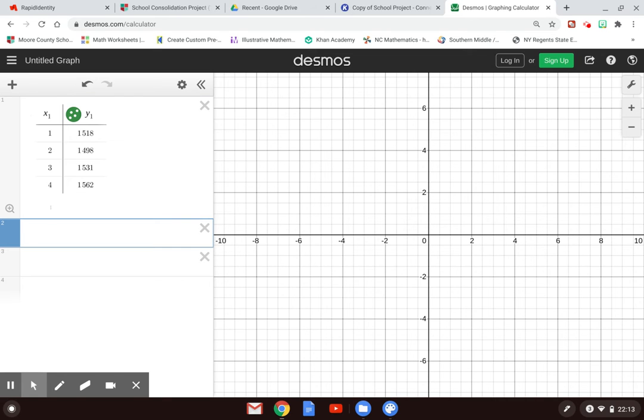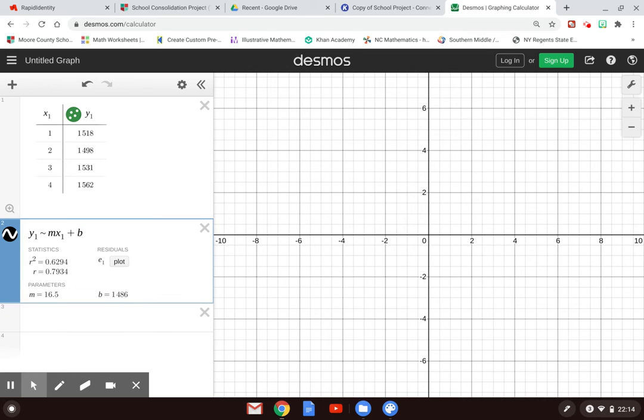and I'm going to again say y1 approximately mx1 plus b. Okay, so there again, I look down here and see my parameters. So my parameter m, which is the rate of change, is going to be 16.5. And then my y-intercept is going to be 1486.